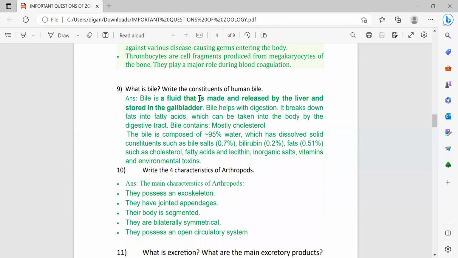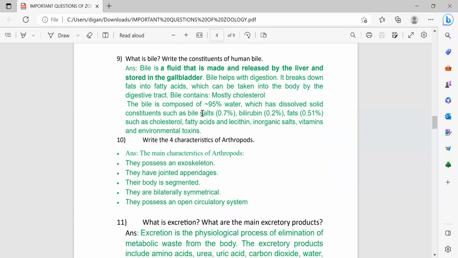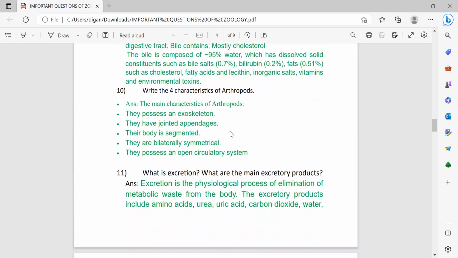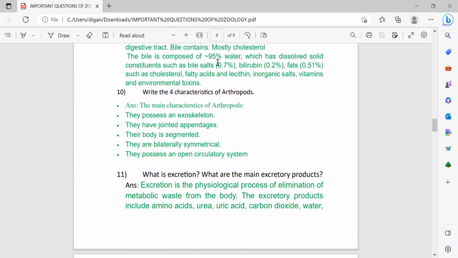Bile is a fluid that is made and released by the liver and stored in the gallbladder. Bile helps with digestion. It breaks down fat into fatty acids, which can be taken into the body by the digestive tract. Bile is composed of 95% water, which has dissolved solid constituents such as bile salts, bilirubin, fats such as cholesterol, fatty acids, lecithin, inorganic salts, vitamins, and environmental toxins.